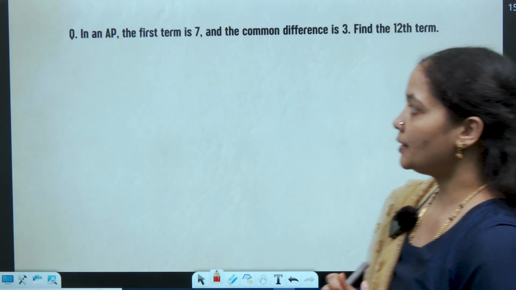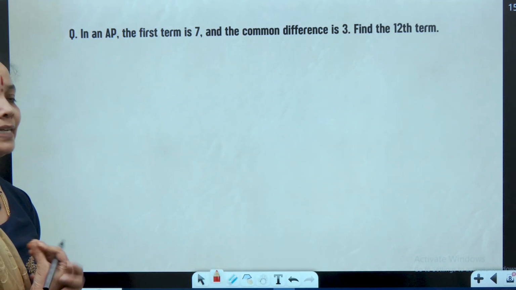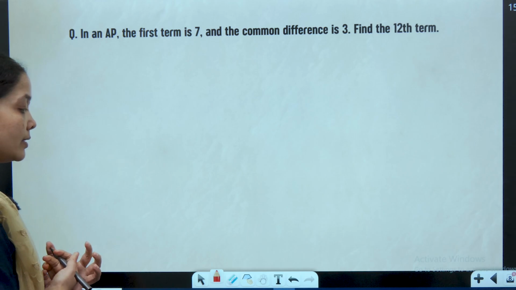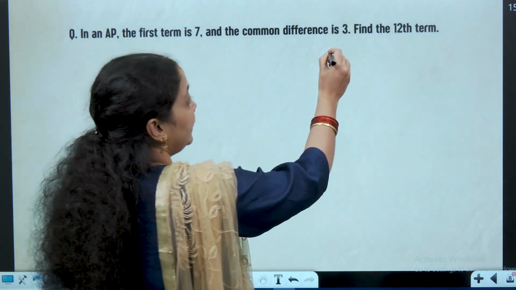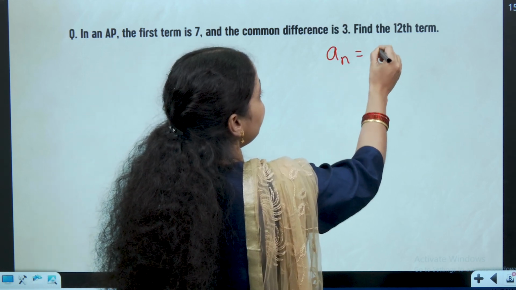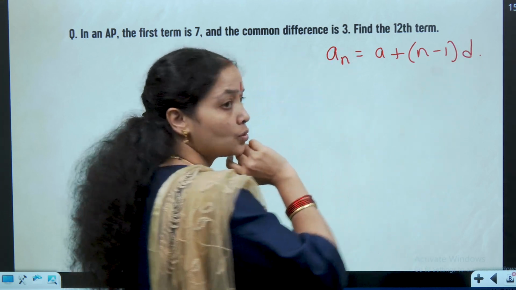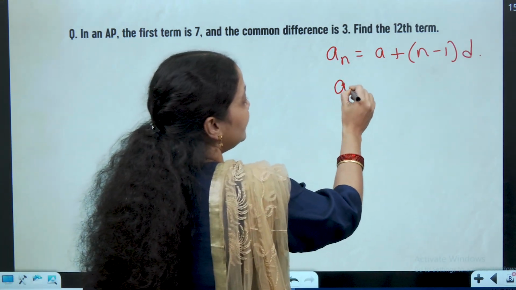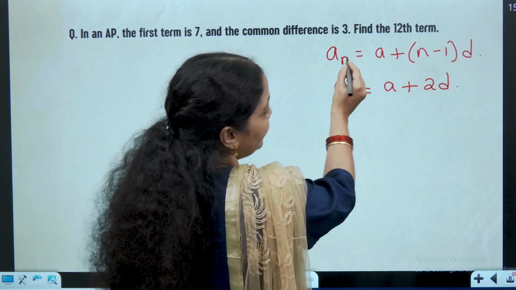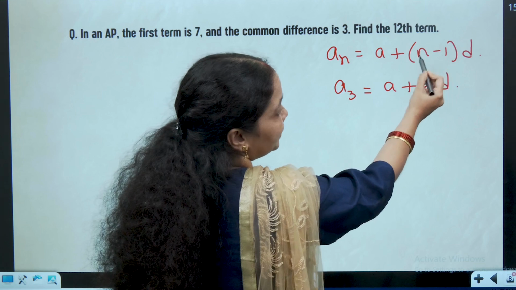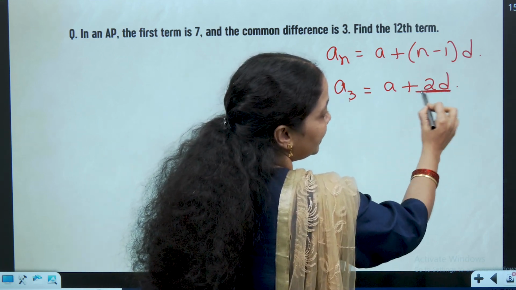Moving ahead, we'll take up certain important questions, children. In this question, we will understand how to easily and quickly solve the given questions without errors, okay? First thing is, whenever An question is asked, An formula is a plus n minus 1 into d. Now if they are asking us to find the third term, A3 formula will turn up to a plus 2d. What is happening if I am substituting n as 3, n minus 1, 3 minus 1 will be 2d. That means if I have the third term, I have to multiply 2 with d.